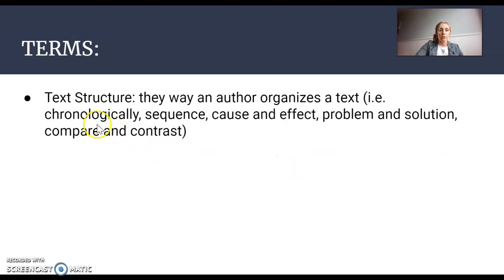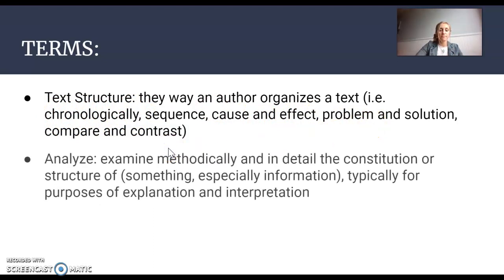Okay, so we have chronologically. Sequence and chronologically are kind of similar. I don't want you to get confused there. So focus more on this one, chronologically. Then we have cause and effect, problem and solution, and compare and contrast. Analyze, that is what we are doing. We will be analyzing the text structures, okay?